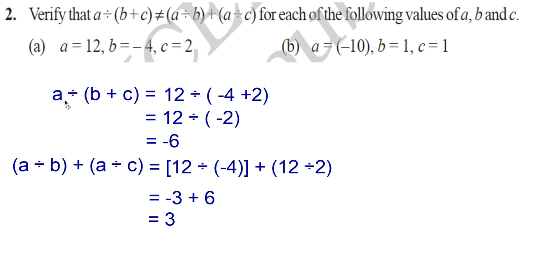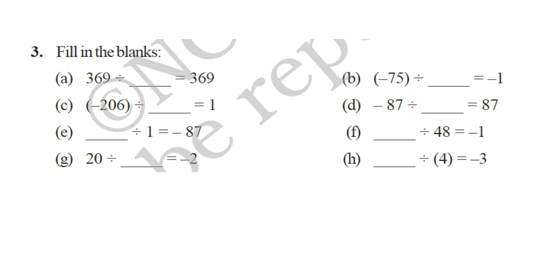Now what is negative 3 plus 6? It is equal to 3. Now look, a divided by b plus c, you are getting negative 6. A divided by b plus a divided by c, you are getting 3. Are they equal? No. So we can conclude a divided by b plus c is not equal to a divided by b plus a divided by c. In the same way, the second part B also you do it.